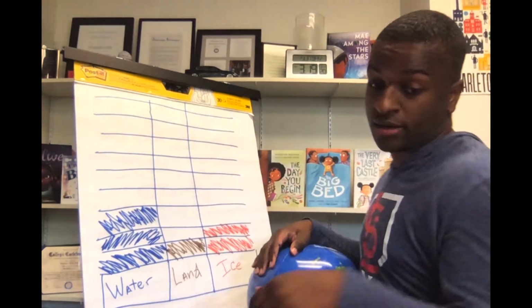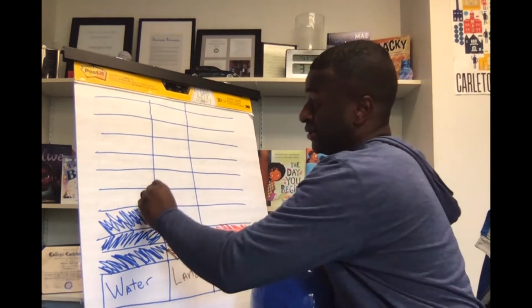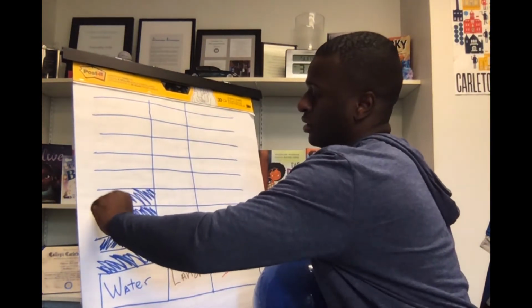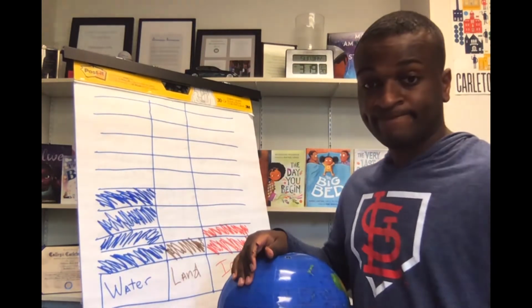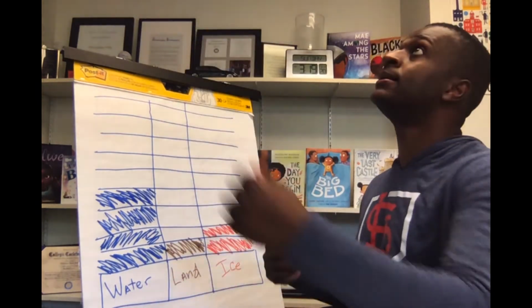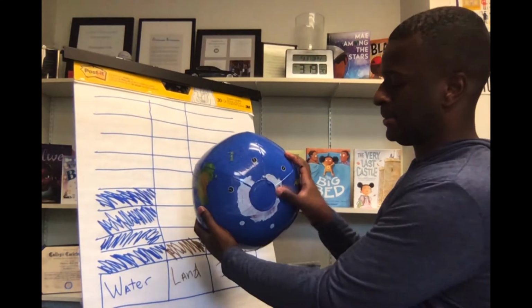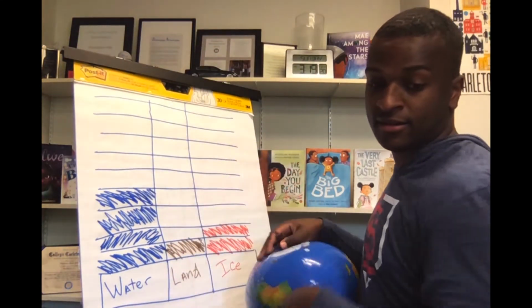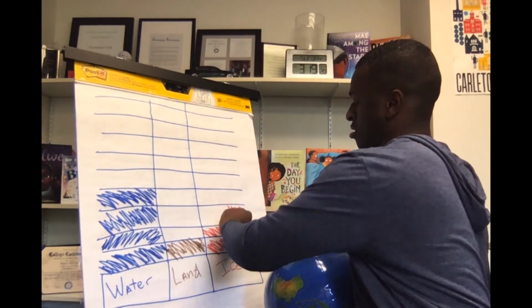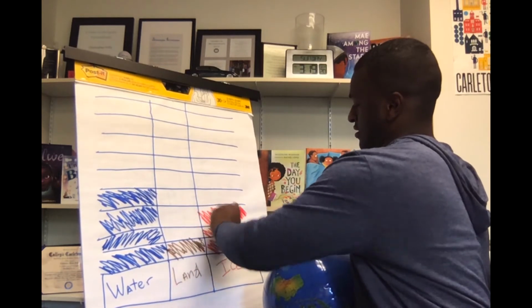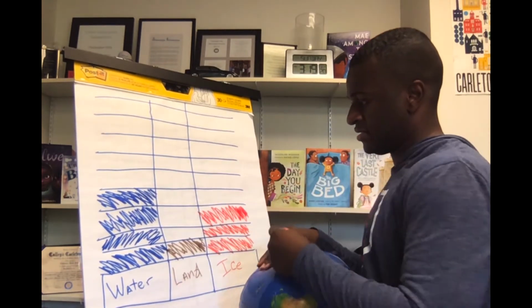Water again. Wow, that makes sense. There's a lot of water on Earth. A lot of water. Let's do this one. Looks like ice again. Wow. That's interesting. What are the chances? So much ice.